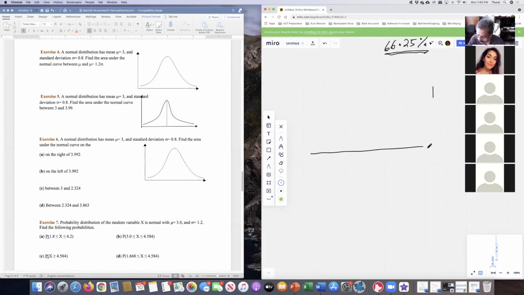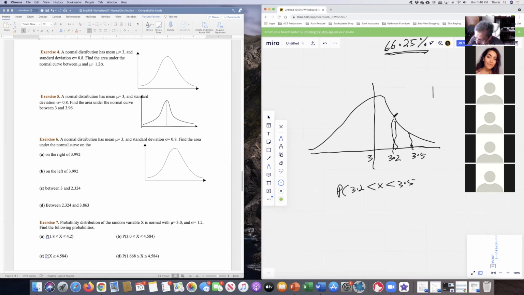So what if they ask for an area like this? Let me ask you a quick question. This is the mean, which is 3, and this is 3.2, and this is 3.5. I need the area between those. So the question says, what is the probability for the random variable to be between 3.2 and 3.5? Just tell me what to do. Anybody? This area is what I need.